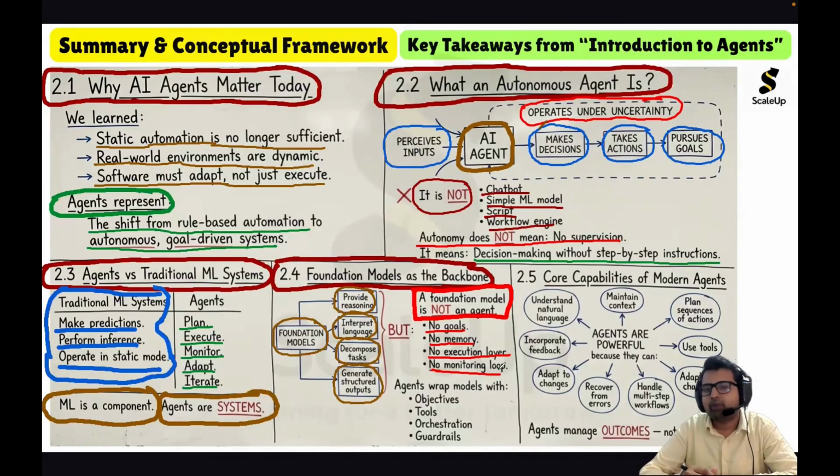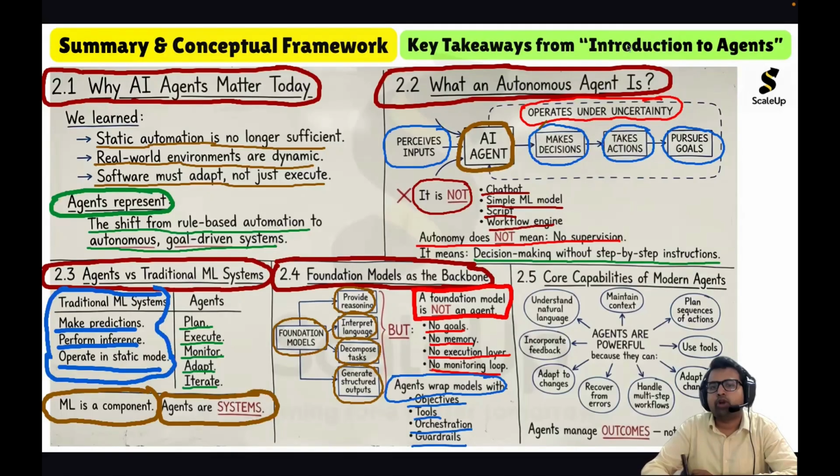It will make use of the memory. It will store the state. It will have an execution layer wherein it can act. It will monitor the outcomes of its action. It will strategize, revise, all that it will do. So agents wrap models with objectives, tools, orchestration, and guardrails.